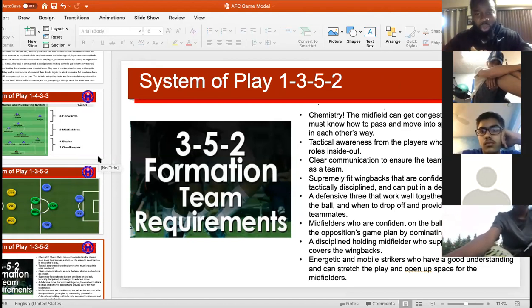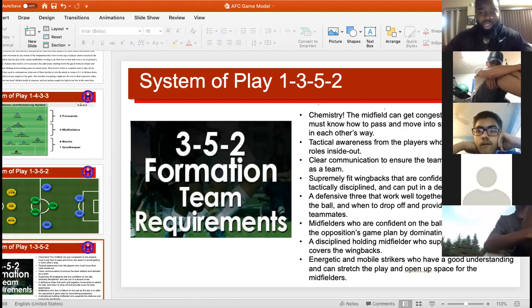Right, in and out. We should be able to communicate clearly to ensure that everyone is doing their job as a team. We should be fit. Our wing backs should be fit because they're going to be going up and down. They should be really, really fit. They should have good confidence on the ball. They should be technically disciplined and able to put in decent crosses.